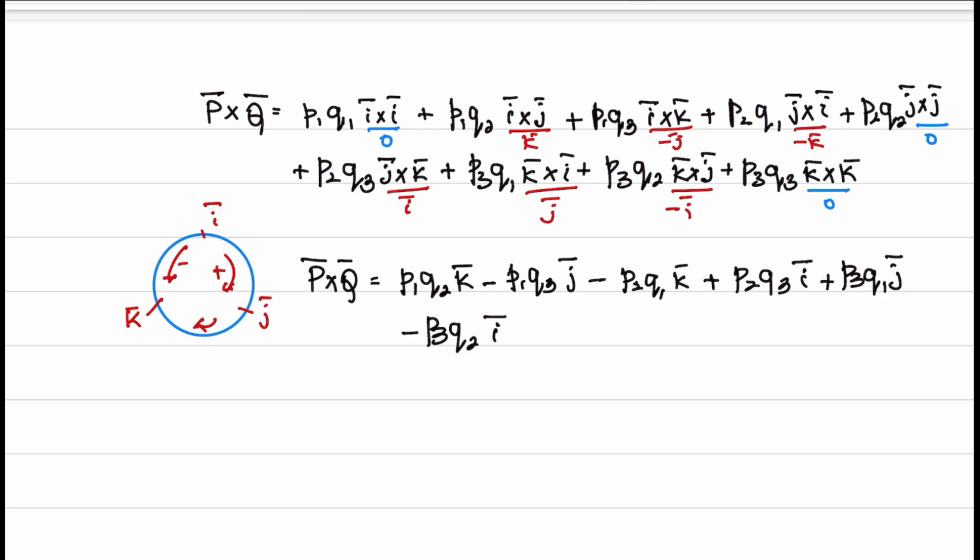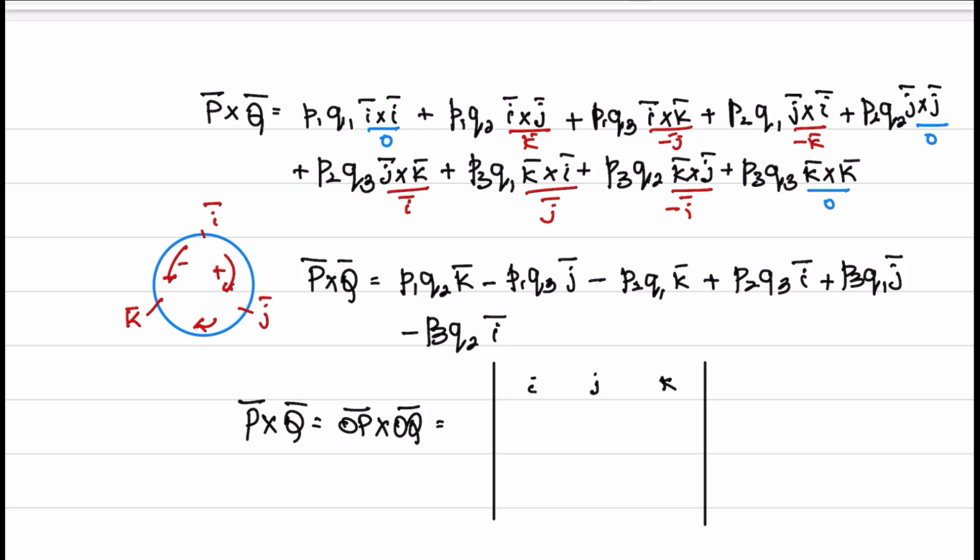This can be simply written in a matrix form. P cross Q is equal to OP cross OQ is equal to, in a matrix form, the determinant of the matrix which you have studied in your 10th class. This is I, this is J, this is K. This is P1, P2, P3, Q1, Q2, Q3.